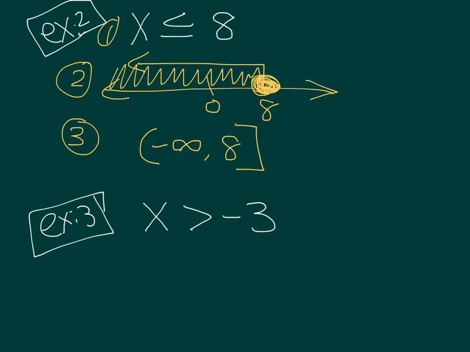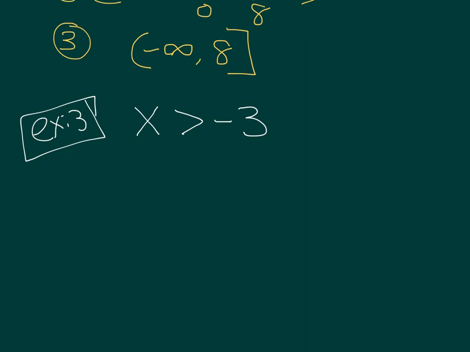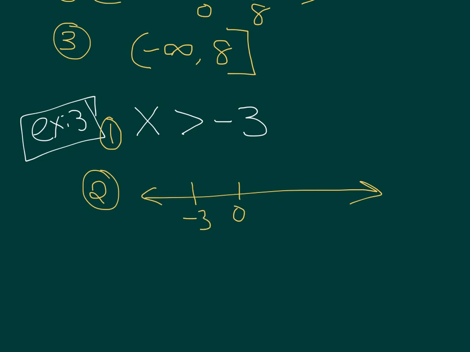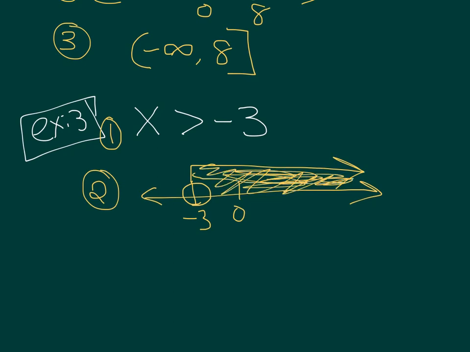Okay, example 3 will be number 1 is x is greater than -3. 2, we have a number line with 0, -3, greater than means empty circle, right? Because you don't include the -3. Shade in your solution. -3 is the smallest. You don't include it, so it's parentheses, all the way to infinity and parentheses. And that's about it for how to graph an inequality and write it in interval notation.